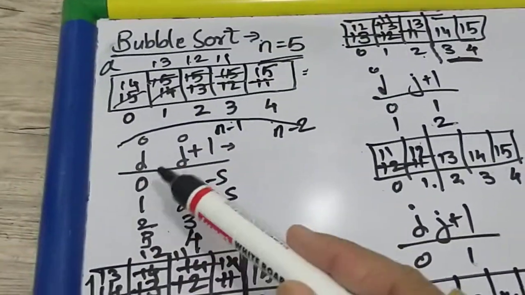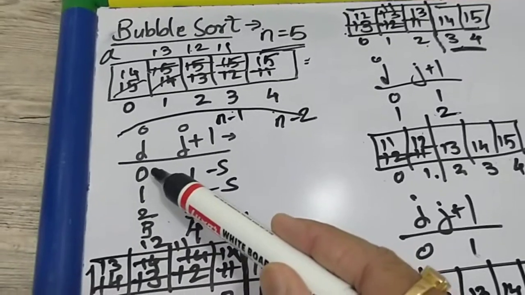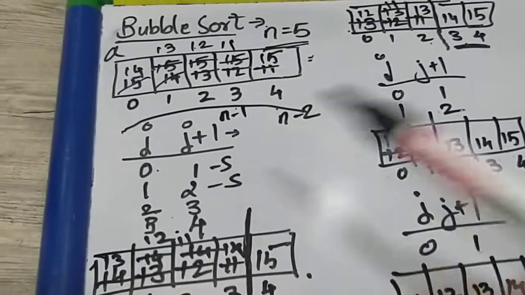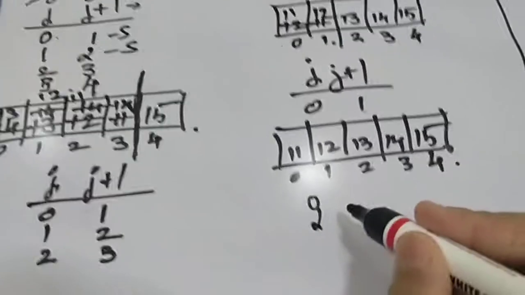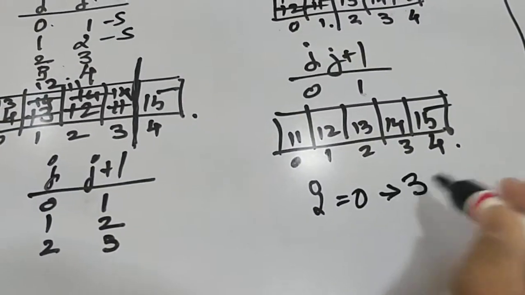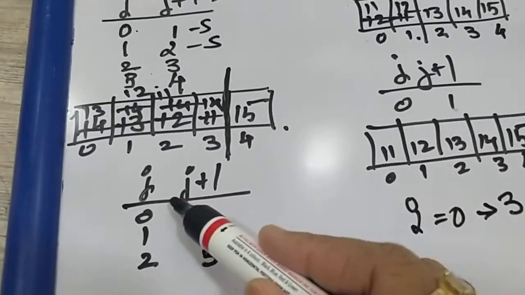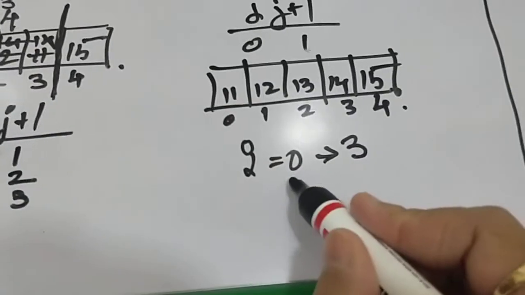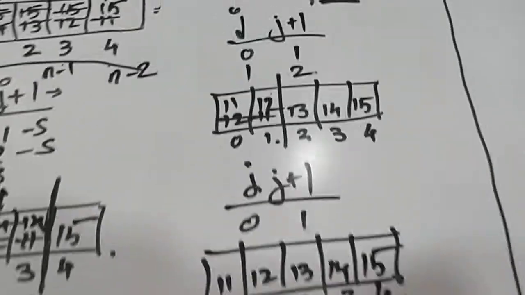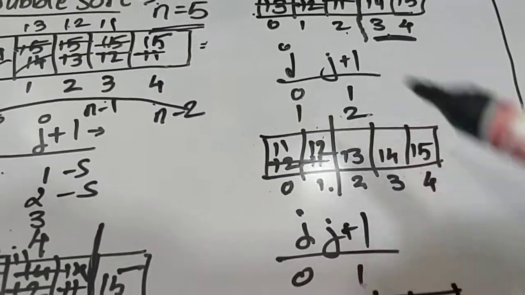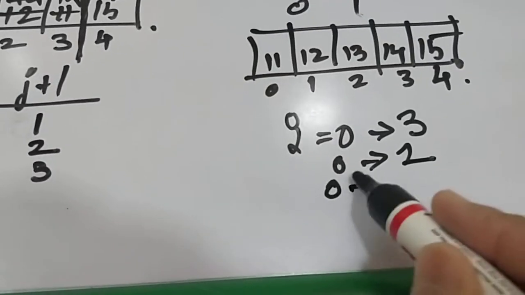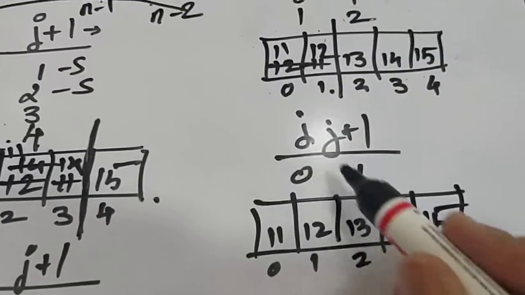So once again, in first iteration, just concentrate on the value of j. j goes from 0 to 3. Correct? See, we're comparing j with j plus 1. In the second iteration, j goes from 0 to 2. Then here, j goes from 0 to 1. And j goes here from 0 to 0.